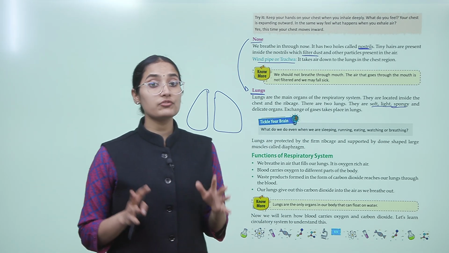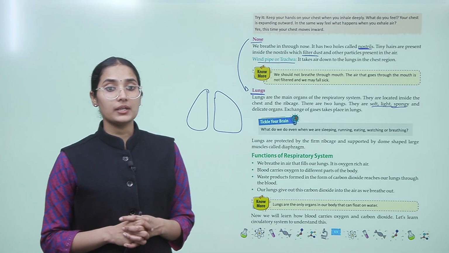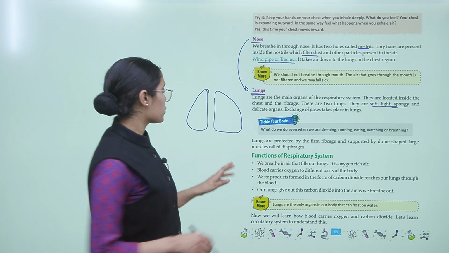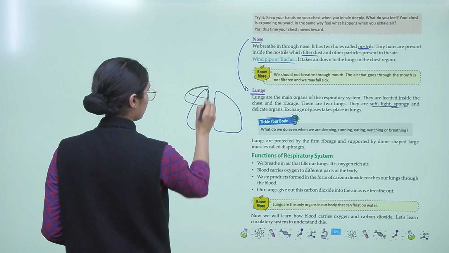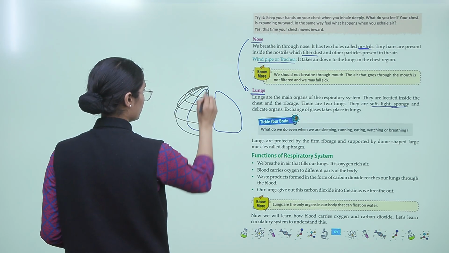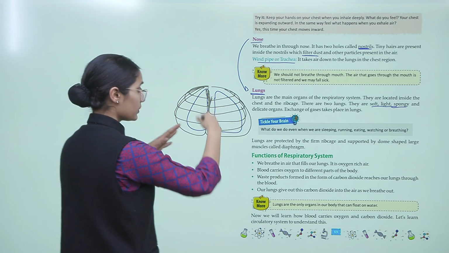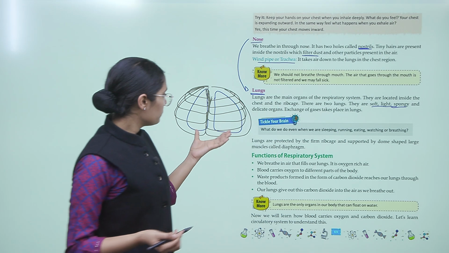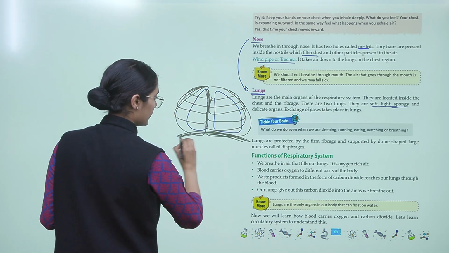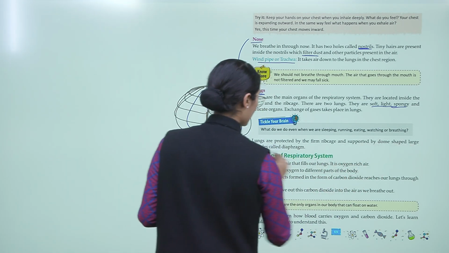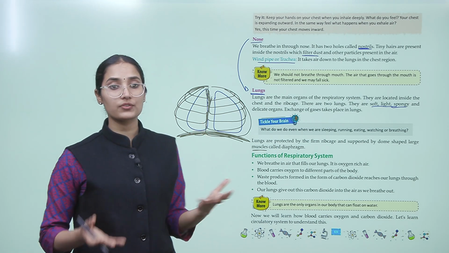Lungs are protected by the firm rib cage and supported by a dome-shaped large muscle called the diaphragm, right? So see, lungs are protected by the rib cage. We have the proper bone structure called the rib cage, and the bones of this cage protect the lung. We also have the diaphragm here, right? It is a large muscle, and it supports the lungs from the base.